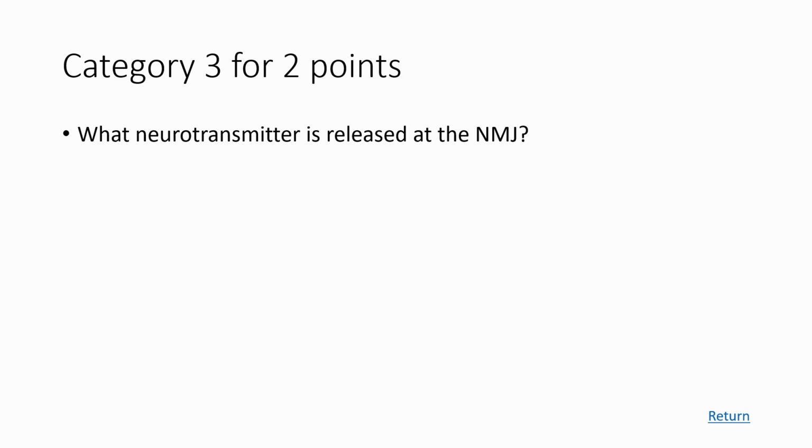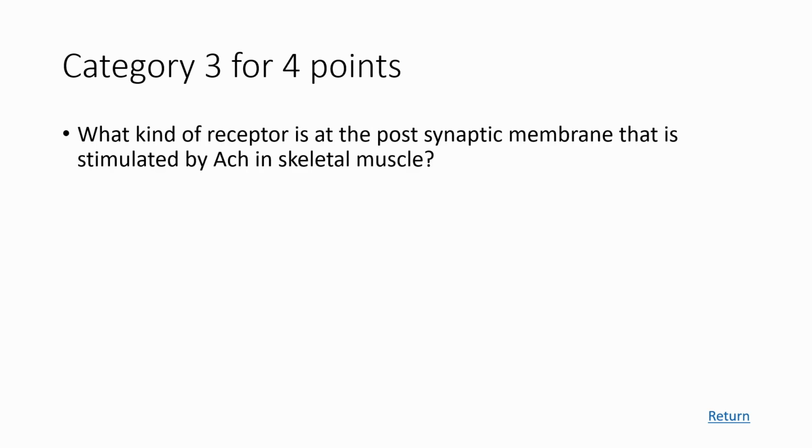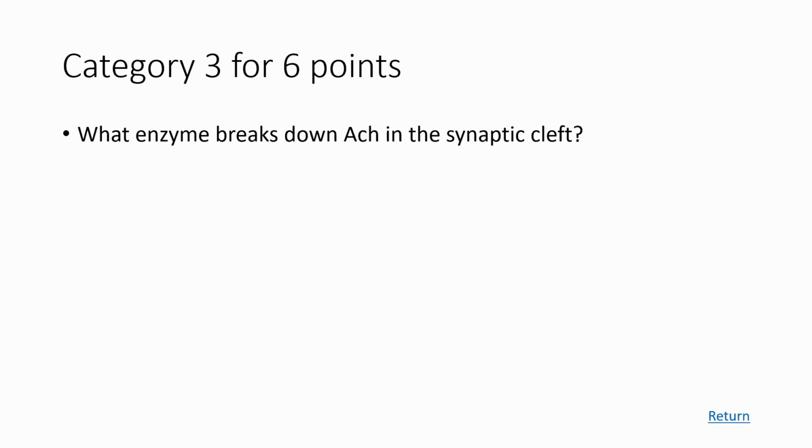What neurotransmitter is released at the neuromuscular junction? Yeah, acetylcholine. All neuromuscular junctions are always going to be acetylcholine. Always acetylcholine. And what's the receptor? Nicotinic receptor on the postsynaptic side. What enzyme breaks down acetylcholine? Yes, easy. They already gave you the answer in the word.